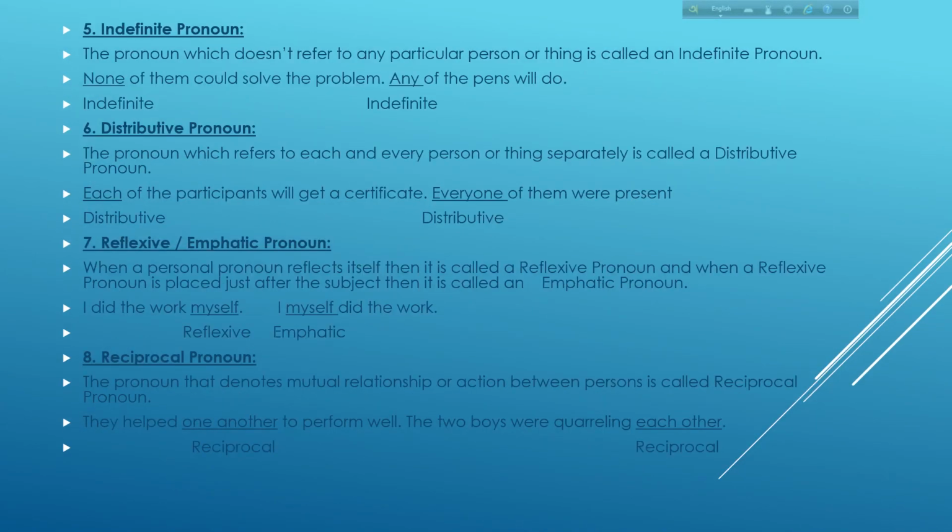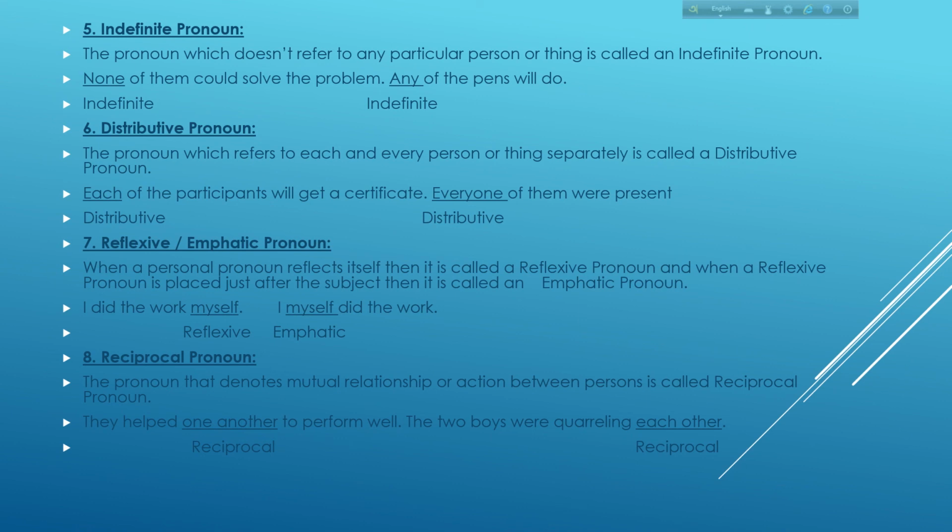Now number 5, indefinite pronoun. The pronoun which doesn't refer to any particular person or thing is called an indefinite pronoun. For example, none of them could solve the problem. None, indefinite. Any of the pens will do. Any, indefinite pronoun.